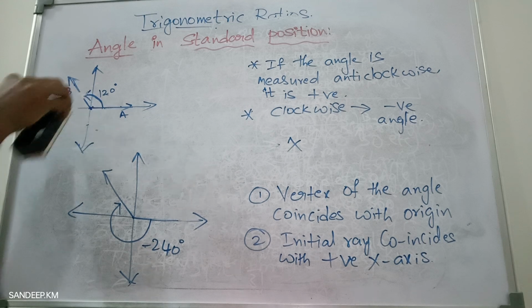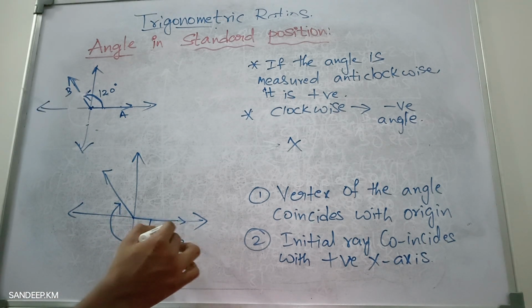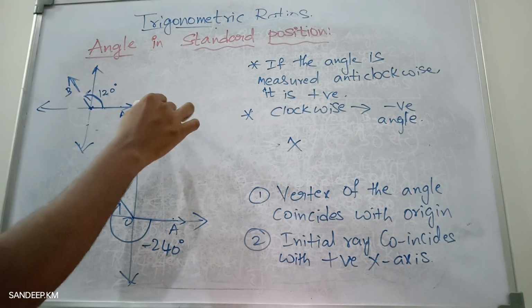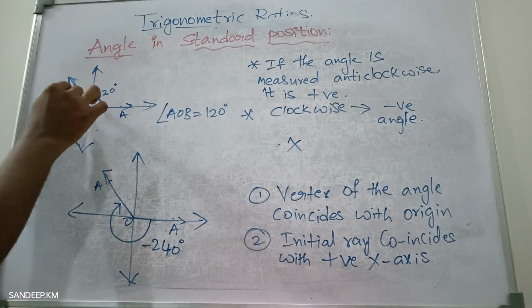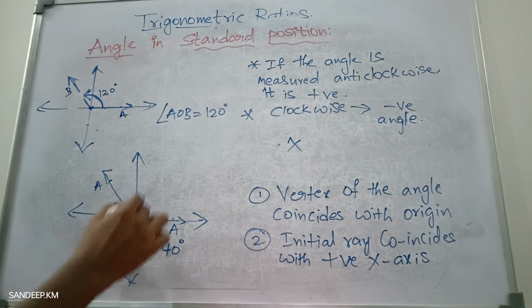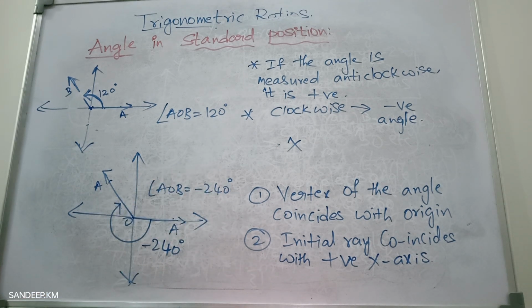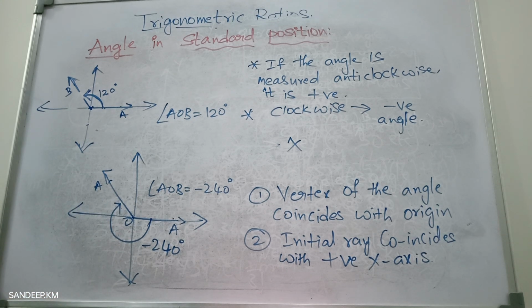So both are the same angle. Both are angle AOB only. Here angle AOB is 120 degrees because I have measured it anti-clockwise. And here it is the same angle AOB itself, but it is minus 240 because I have measured it clockwise. So I hope you understood this.